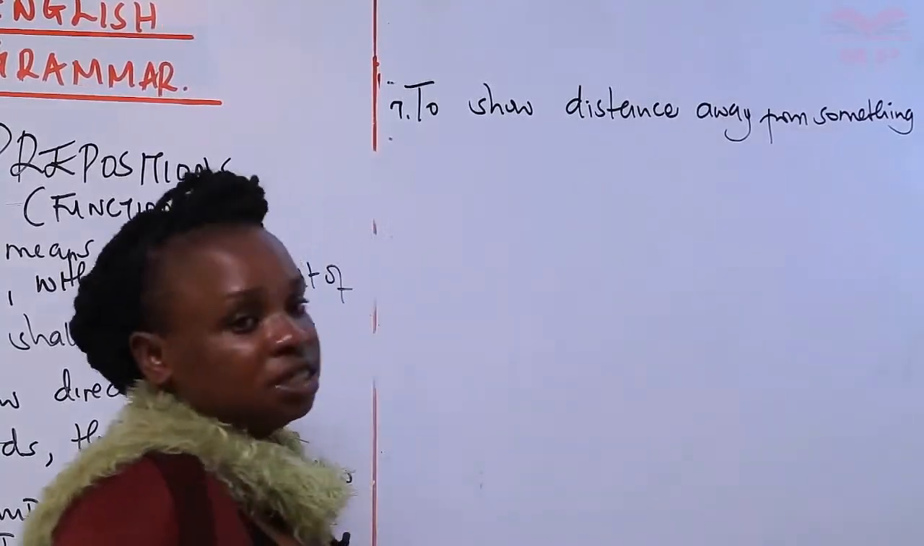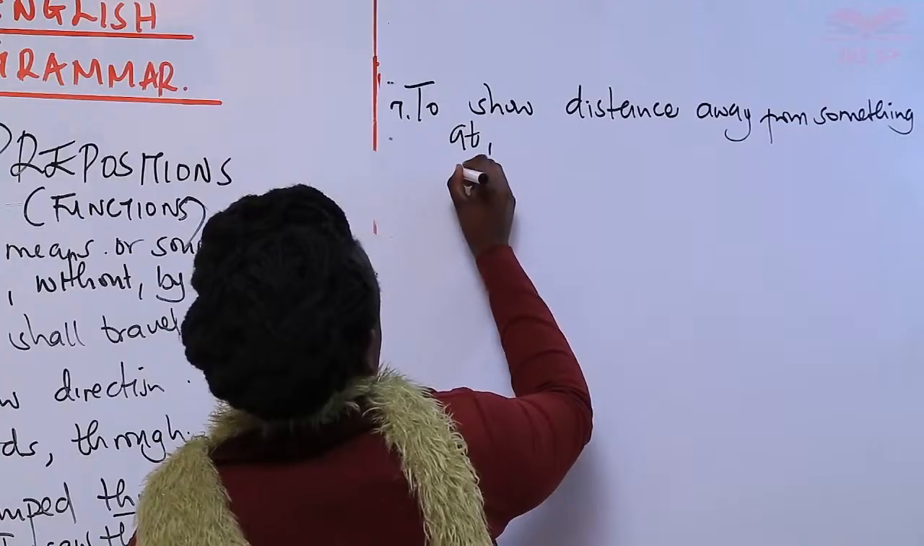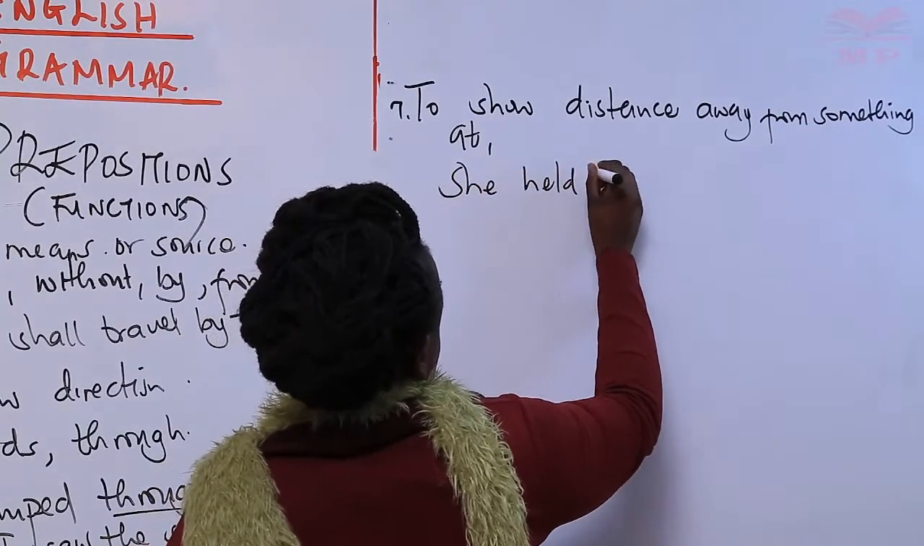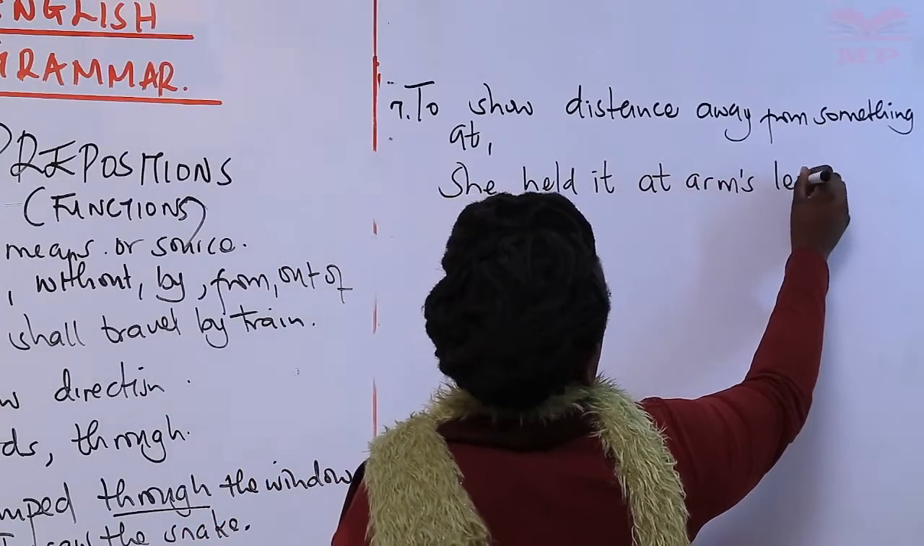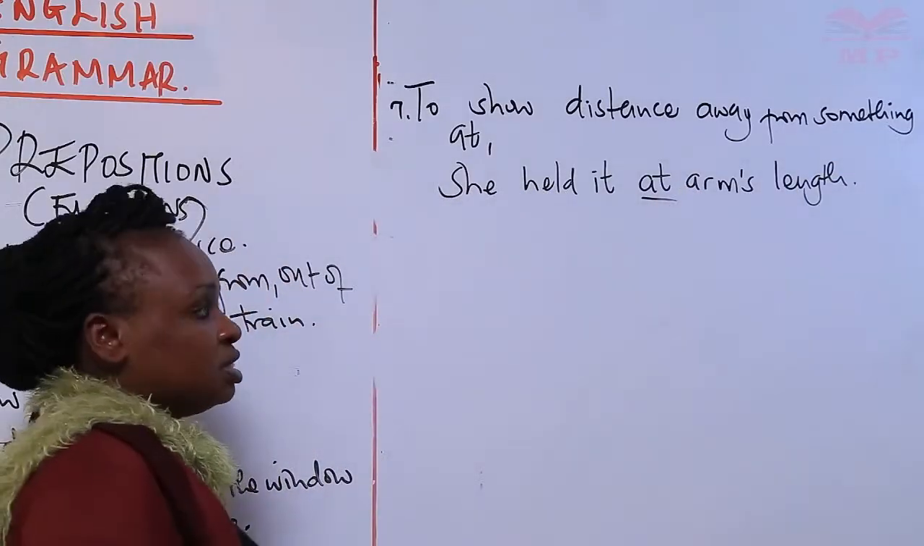And the last one is to show distance away from something. For example, we have at. So we have she held it at arm's length. So she held it at arm's length.